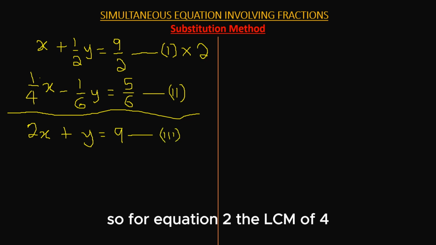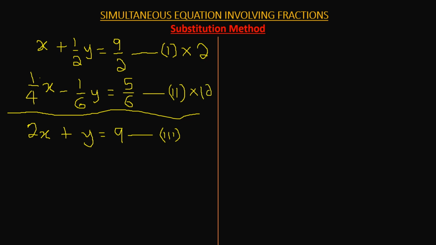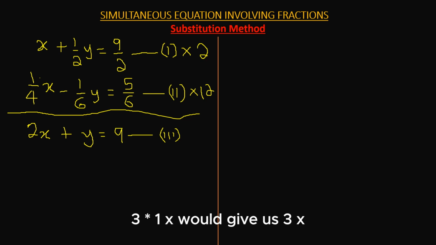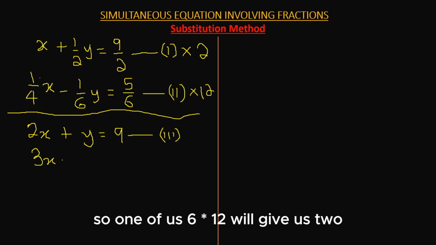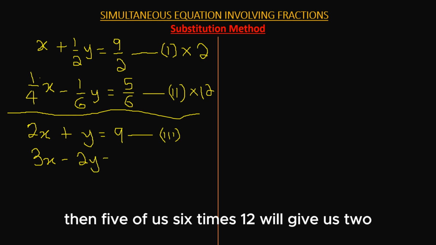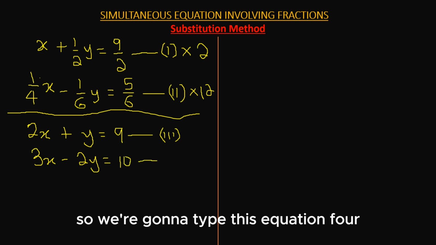For equation 2, the LCM of 4, 6, and 6 is 12. So we are multiplying through by 12. 1 over 4 times 12 will give us 3, and 3 times 1x will give us 3x. 1 over 6 times 12 will give us 2, that will give us 2y. Then 5 over 6 times 12 will give us 2 times 5, which is 10, positive 10. So we're going to tag this equation 4.